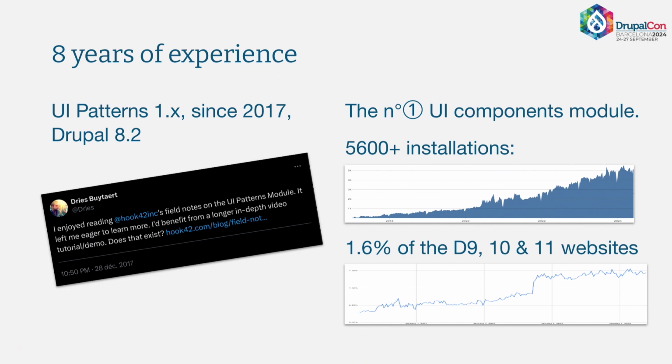UI Patterns 1 is now the number 1 UI component module in Drupal. We are nearly at 6,000. It's growing fast, so I hope we will reach 6,000 soon. And we are now in 1.6, 1.7% of the Drupal 8, 9, 10, 11 installations. So it's pretty popular. Who is using UI Patterns 1 here? Oh, I'm so happy. And UI Patterns 2? Okay, that's why you came, because you need to discover.